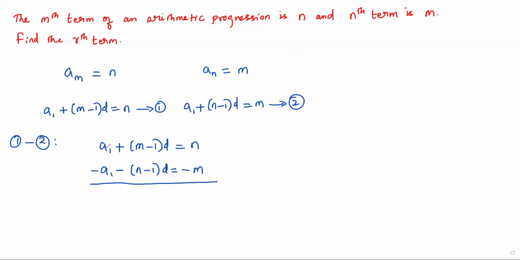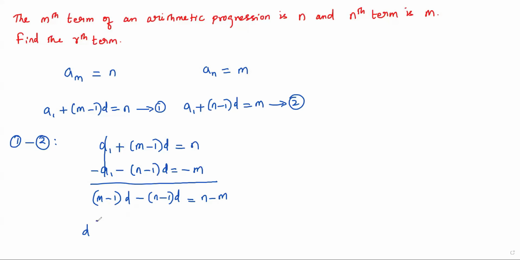Now when I combine these two equations, a1 and -a1 cancel out, and I write the rest: (m - 1) d - (n - 1) d = n - m. Here my aim is to solve for d because we have eliminated a1. Both terms on the left side contain d, so we can factor d out of the expression.